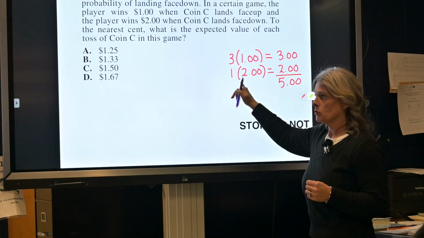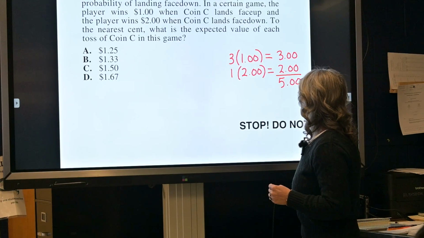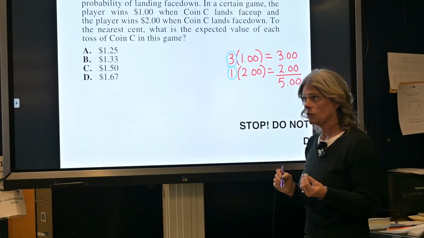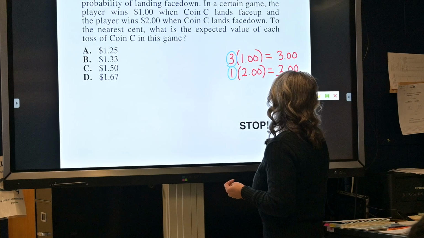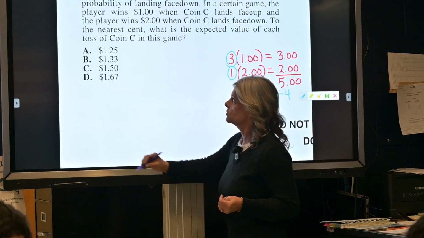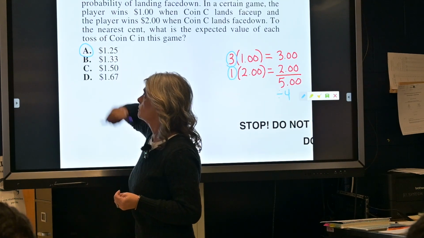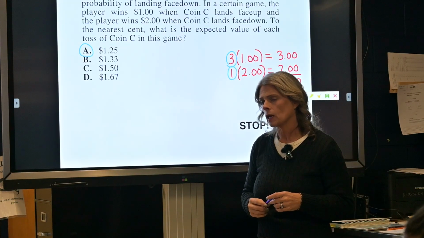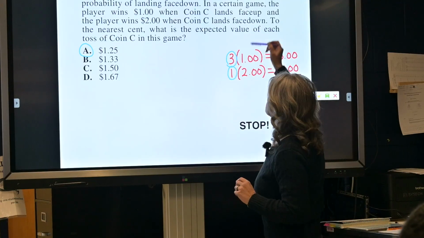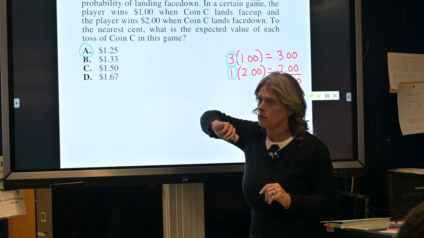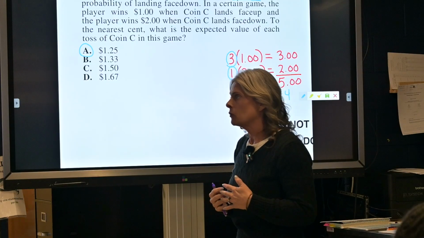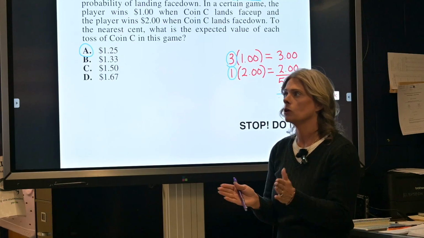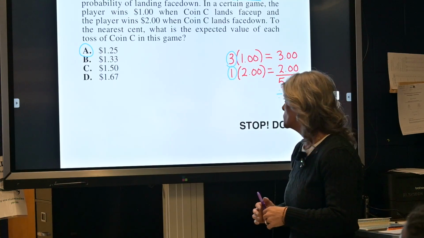How many times did you flip your coins? 4 times, okay? So we're going to divide 5 by 4. So divide that by 4, and your answer will be $1.25. Okay. Does that make sense to everybody? Okay. I think the thing that's going to throw you guys off is this part right here, this 3 times as many, okay? But if you can think about for every 3 times, 1 time, it's going to land face down. So that's 4 actual times you're going to toss it, okay?